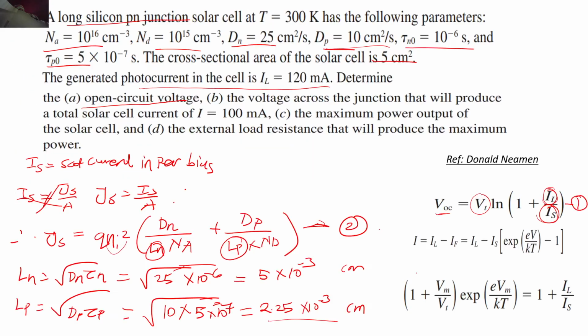Right? So this is the value of open circuit voltage that they had asked. Now the next question, what they are asking, the voltage across the junction that will produce a total solar cell current of I equal to 100 milliamperes. See, what happens in the solar cell is like, let me write it like that.